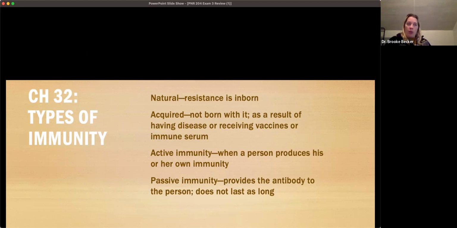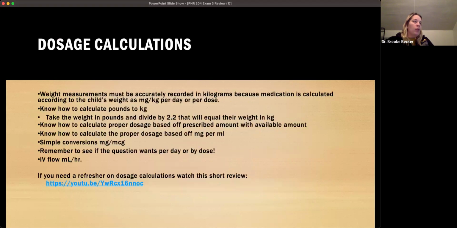Active immunity is when they're producing their own immunity. And passive immunity means that you get those antibodies from another person. So passive immunity in infancy usually occurs for the first 6 months. Kids have passive immunity and then their acquired immunity kind of takes over after that. Okay.